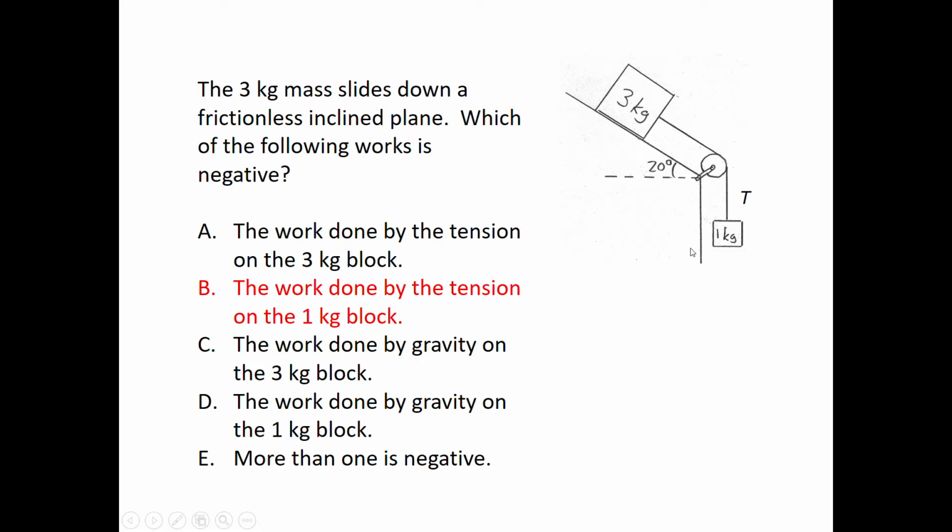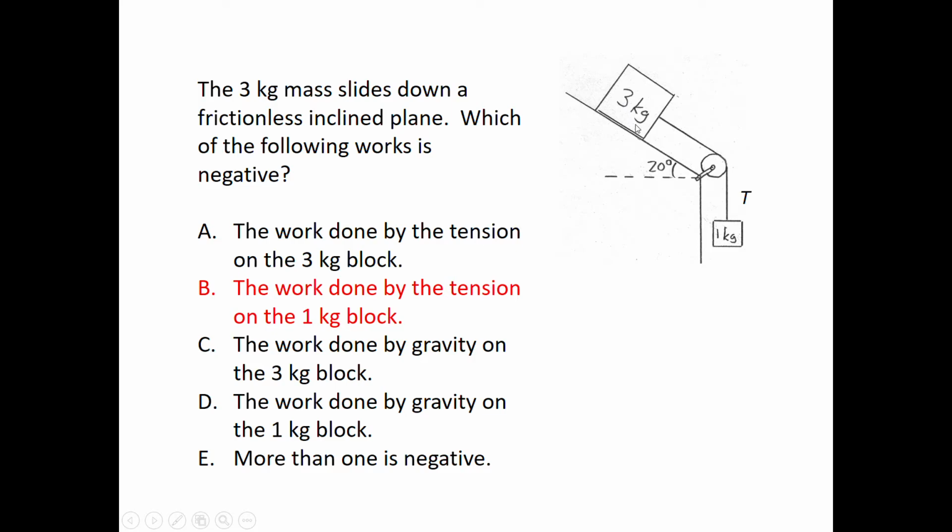For B, the work done by the tension on the 1 kilogram block, the 1 kilogram block is going down, the tension is pulling up, and anytime a force is more or less opposite the direction of its displacement, or it has a negative component along the direction of its displacement, you get a negative work. So this one is the correct answer. That's a negative work.